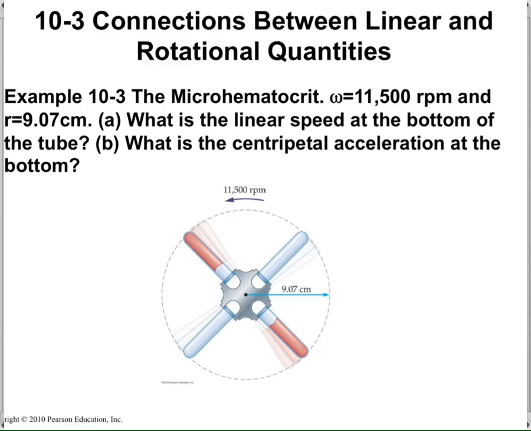When you rotate this, if you have something like blood in the tubes, they will experience a very large acceleration. If you rotate this device at large speeds, like in this example, 11,500 RPM. It's a huge speed, right? What is RPM? Revolution per minute.